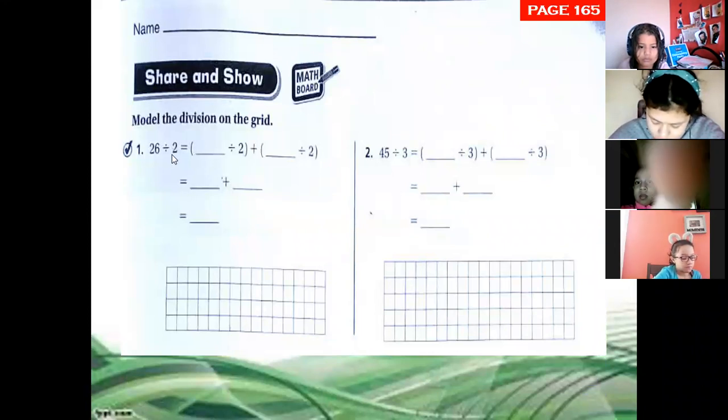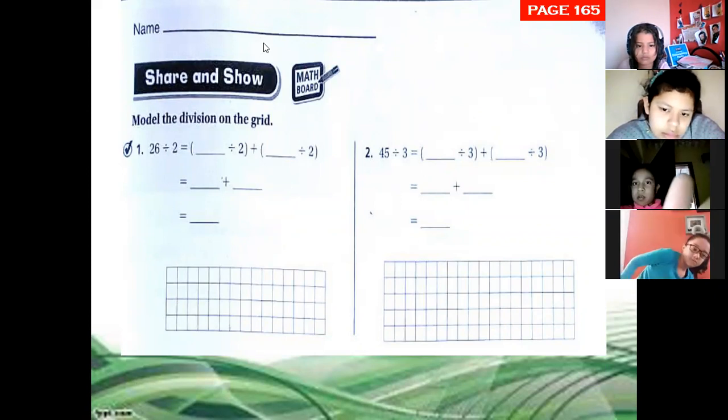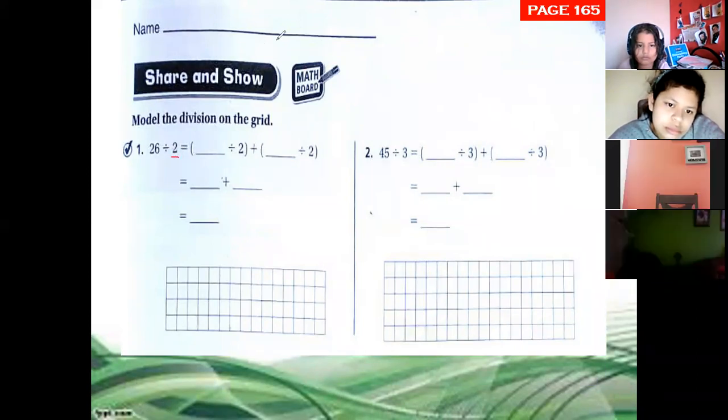Model the division on the grid. Model means that we're going to do the rectangle on the grid over there. Now, you have to draw a line. This one tells you the number of rows, 2. So I have to draw a line here on two rows here, 2, because this one is 2.